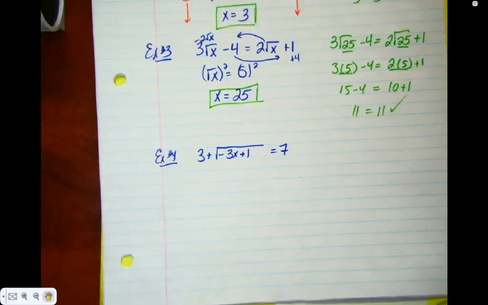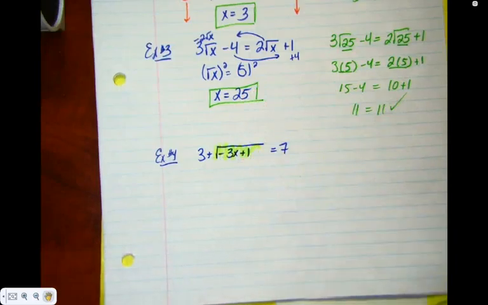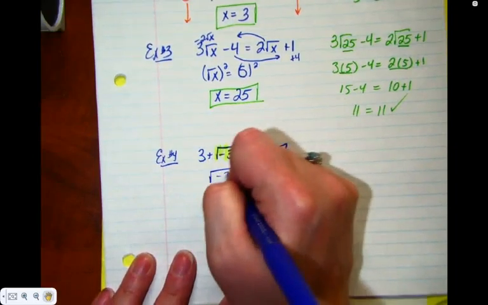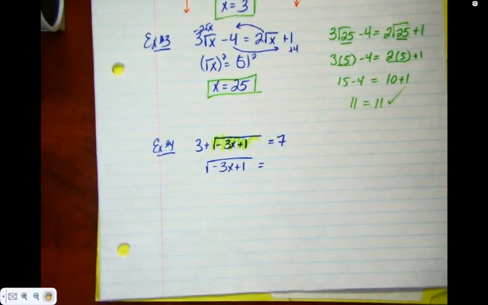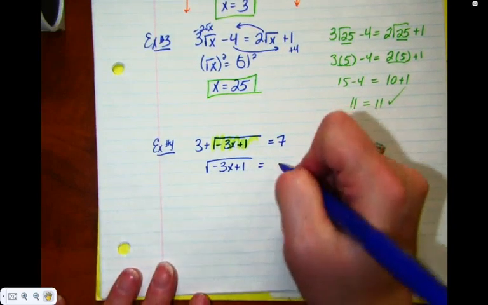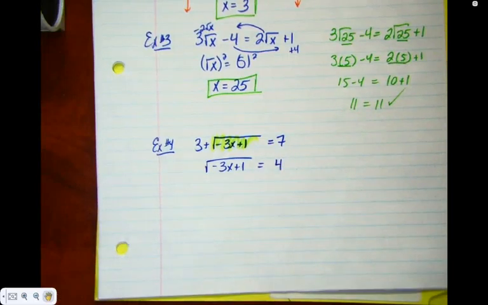What is step number 1? So the radical has to stay by itself. Everything else has got to go over. What do I do with that 3 that's hanging around in front? Minus them to the other side. That's going to make the right-hand side become? Step number 2.